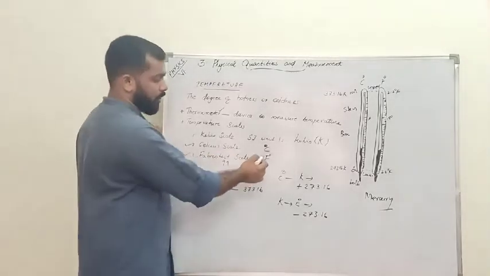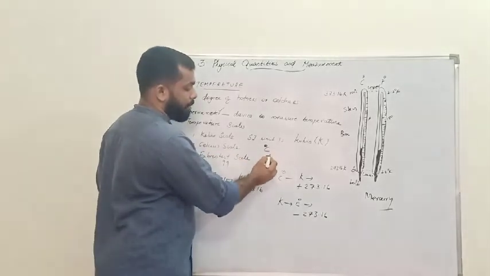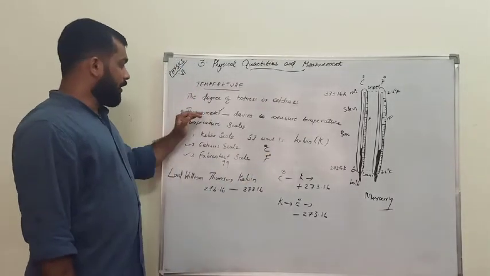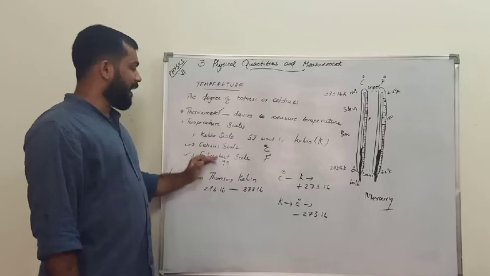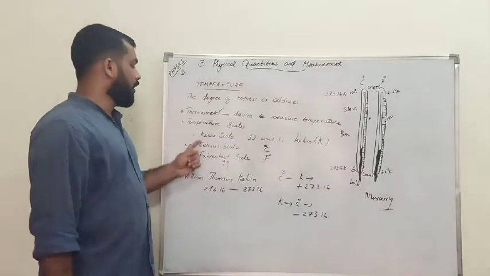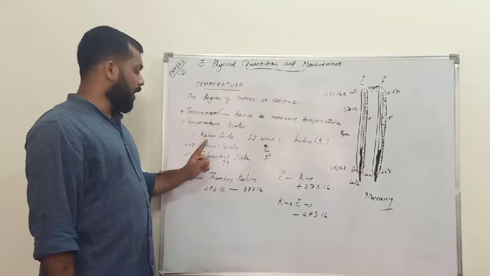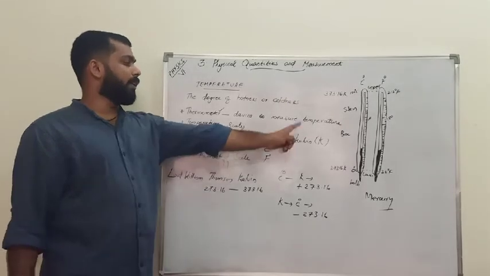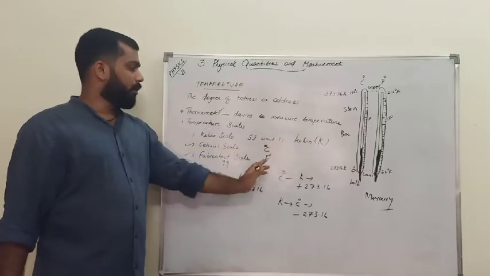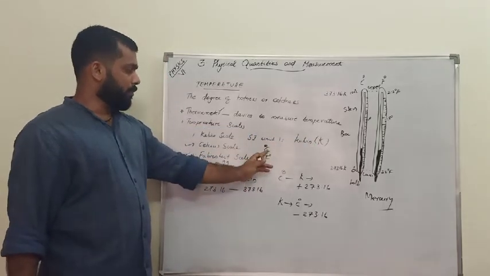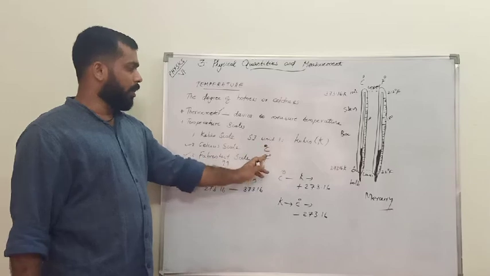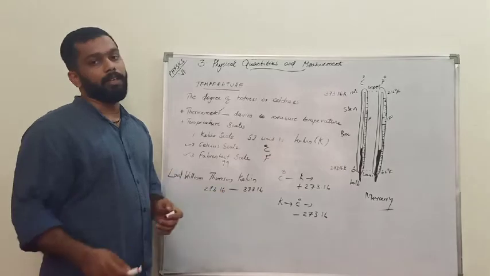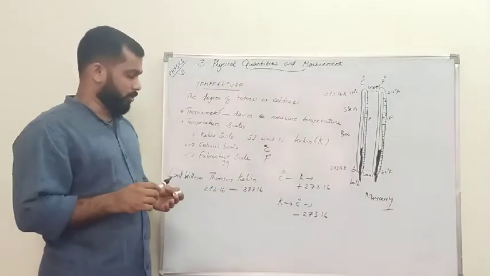The unit is degree Fahrenheit, capital F, with a small 0 on the upper side. So these are the three main scales for measuring temperature: the Kelvin scale, the Celsius scale, and the Fahrenheit scale. The unit Kelvin is represented by capital K. Degree Celsius is represented by capital C with a 0 on the upper side, and degree Fahrenheit by capital F with a 0. And this is called a degree: degree Fahrenheit, degree Celsius.